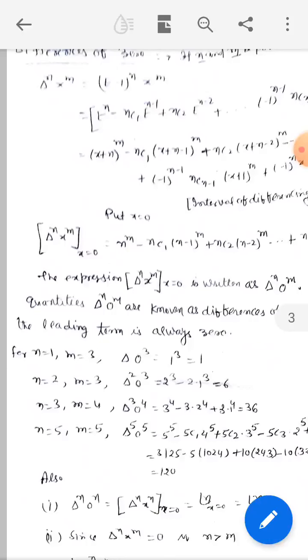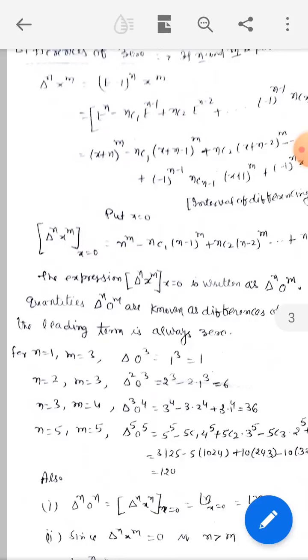This is the equation we write as equation number 1. So the expression n-time forward difference of x to the power m at x equal to 0 is written as forward difference n of 0 to the power m. These quantities are known as difference of 0 because the leading term is always 0.